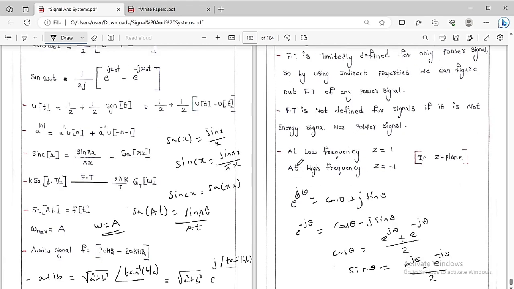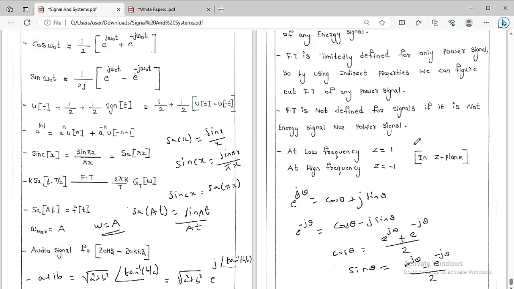The next point is, at low frequencies, the value of z is always equal to 1. At higher frequencies, the value of z is equal to minus 1 in the Z plane. So this you need to remember and keep in your mind. So finally I can say, at low frequencies, the value of z is equal to 1, and at high frequencies, the value of z is equal to minus 1.